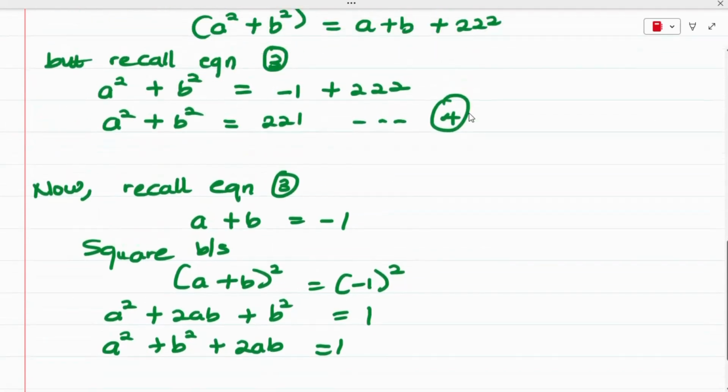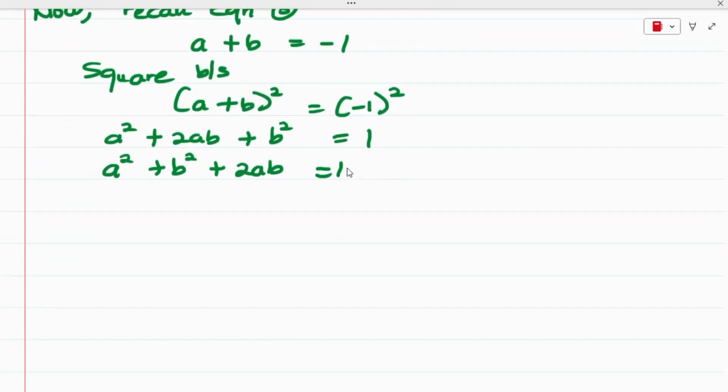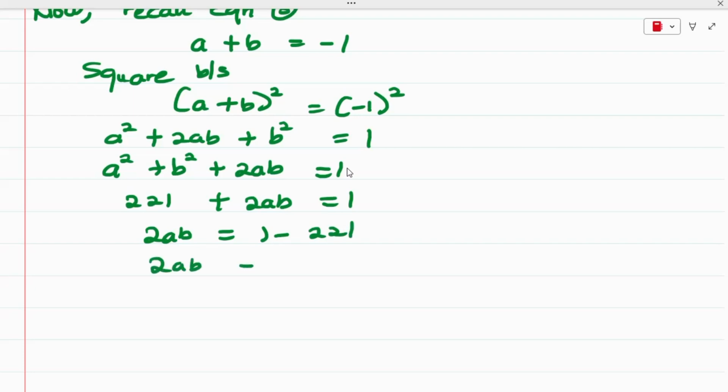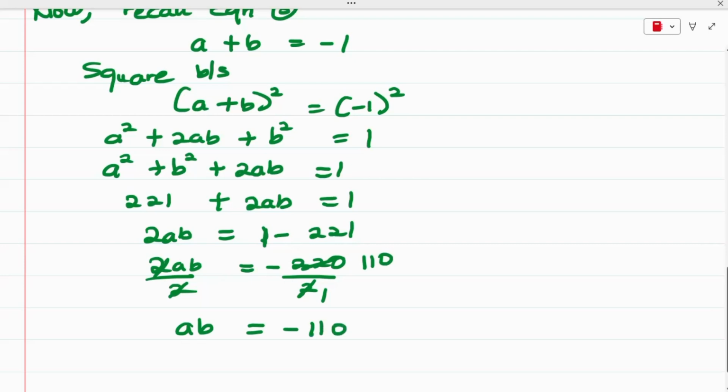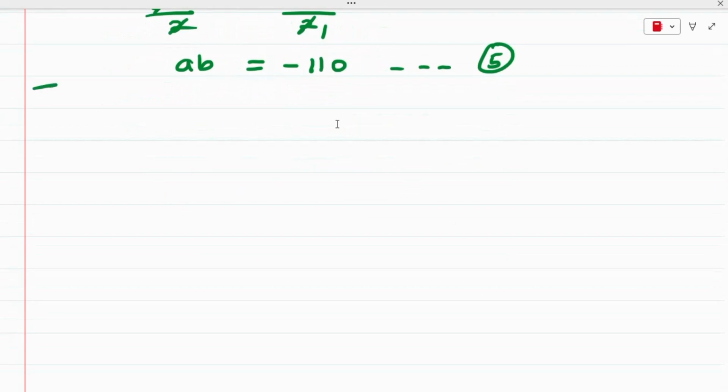And we want to say from equation 4, we have that a square plus b square is equal to 221, right? So we have 221 plus 2ab is equal to 1. So 2ab is equal to 1 minus 221, which will give us minus 220. So divide both sides by 2. This we cancel out. We have that ab is equal to 110 divided, so we have minus 110, and we are going to call this equation 5. Alright, so we can easily say that from equation 5, we have that what?